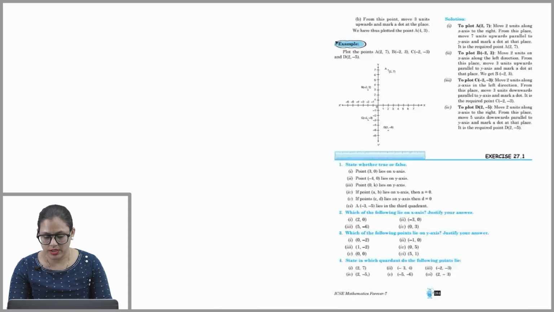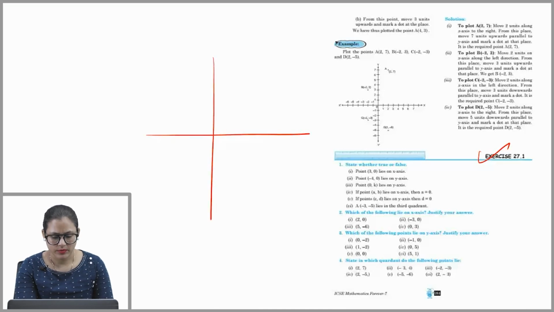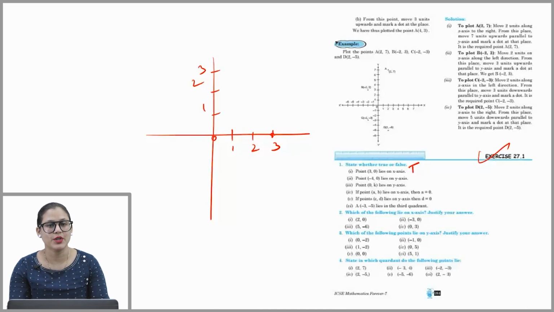Exercise 27.1: state whether true or false. The point (3, 0) lies on the x-axis. See, 0, 1, 2, 3, and (3, 0). Of course, these points lie on the x-axis. So, the answer is true.